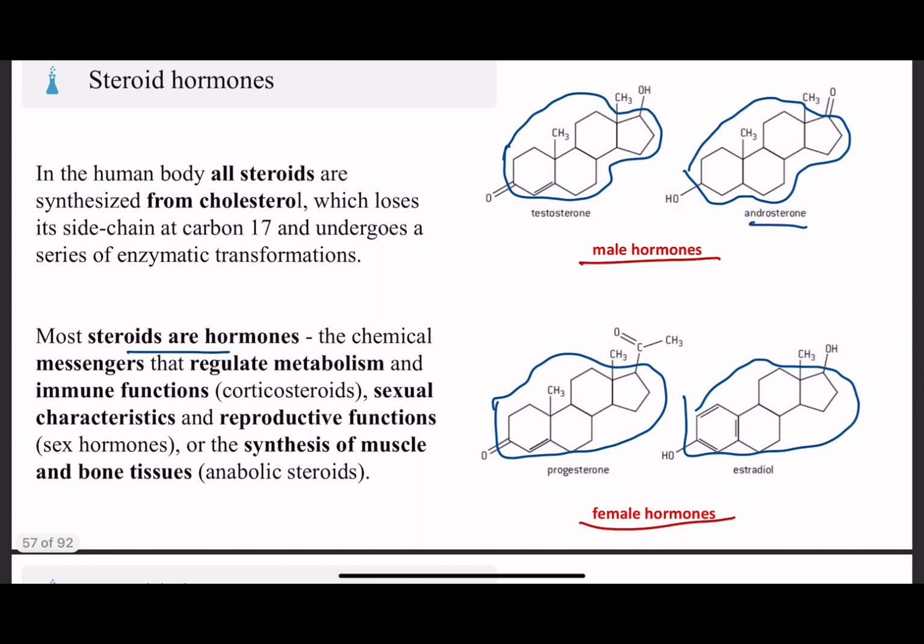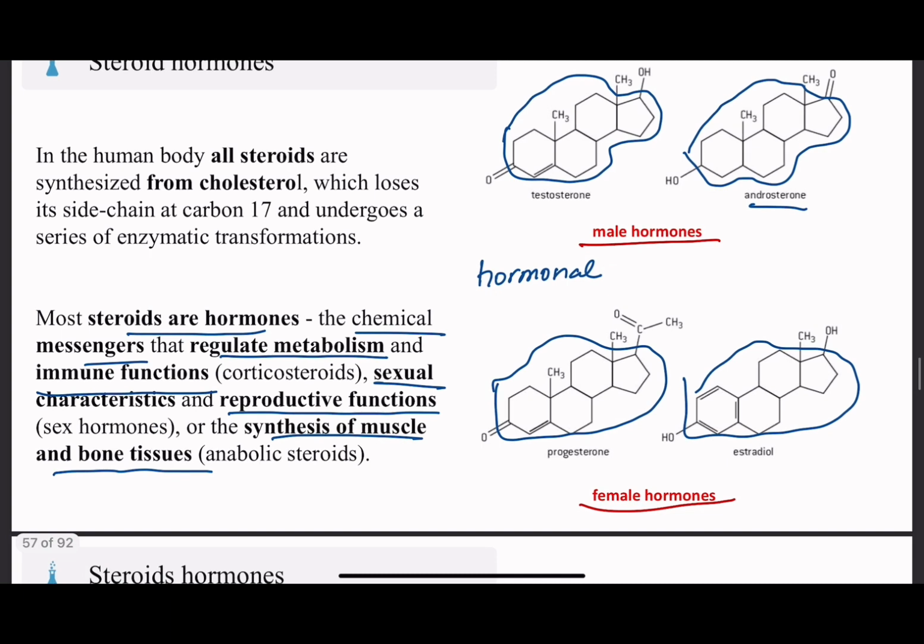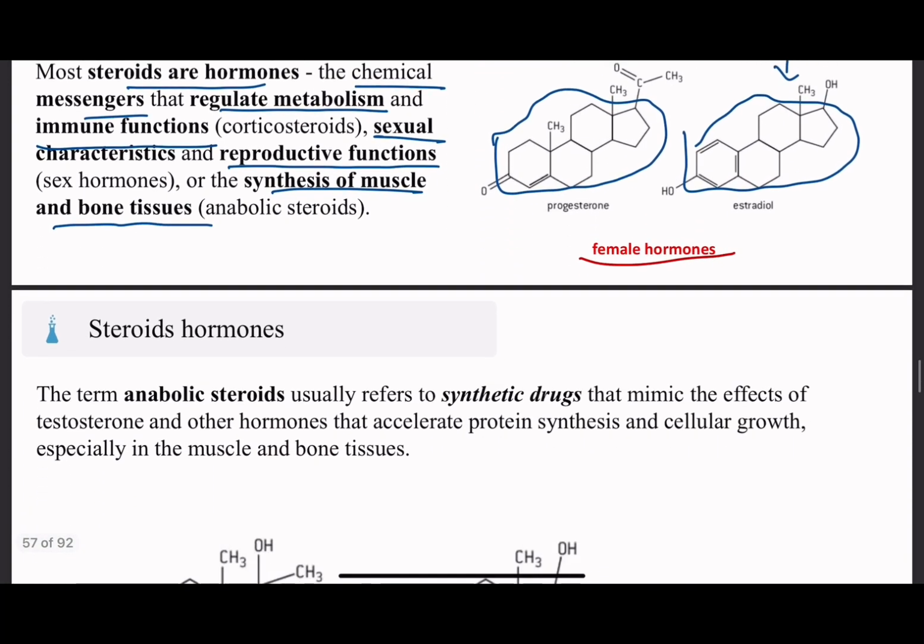And most steroids are hormones, the chemical messengers that regulate metabolism and immune functions, sexual characteristics and reproductive functions, or the synthesis of muscle and bone tissues. Like all of the steroids, more or less, they are our hormones. They comprise our hormonal system. So as soon as you see this structure, you know that you're dealing with either steroids that are hormones or just in general steroids.